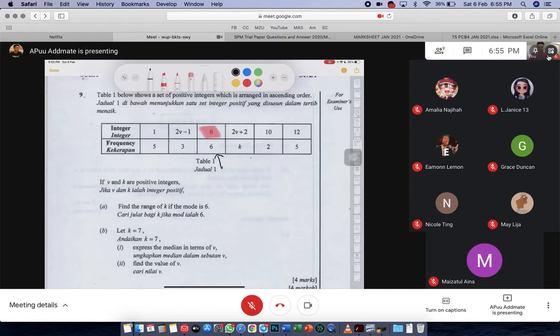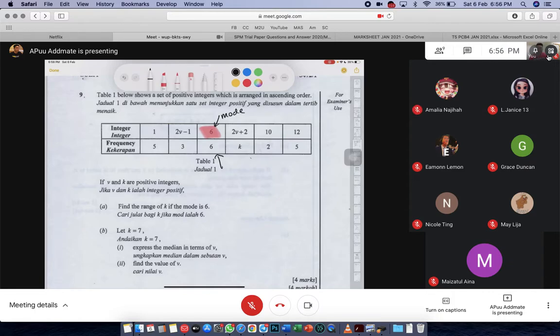Tak boleh kan? Can k become 6? Boleh k jadi 6 kah? Actually no also. Because dia dah nyatakan dah, this one is the mod. Dia tak boleh ada dua mod kalau macam tu. Kalau k sama 6, maksudnya dia ada dua mod. Alright? So in this case, the mod is already given 6. So maksudnya k tu tak boleh jadi 6 ataupun lebih daripada 6.